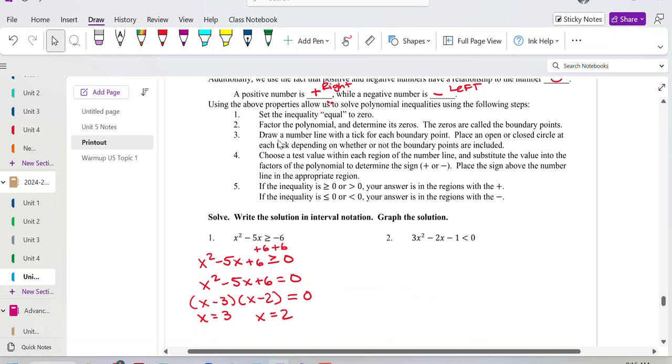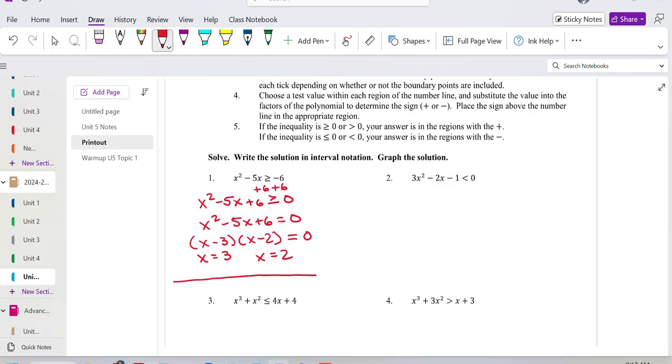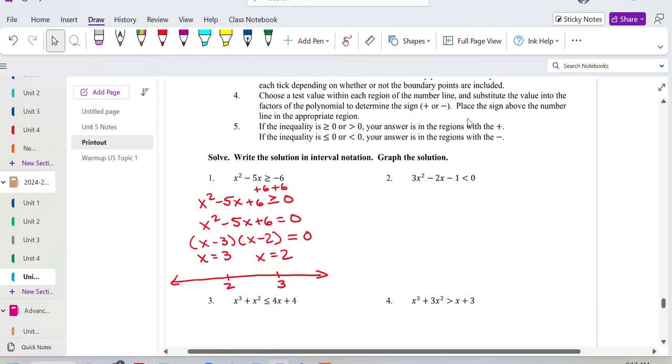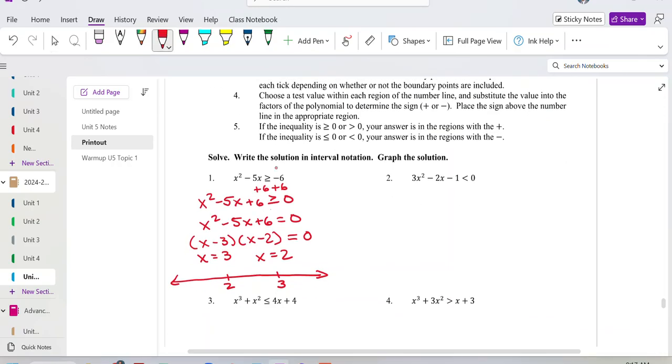Now we're going to draw a number line with a tick for each boundary point. It looks like this. 0 is over here, so we'll put 2 and then 3. Then it says to place an open or closed circle at each tick depending upon whether the boundary point is included or not. Since it's greater than or equal to, it's going to be a dot because that's included.